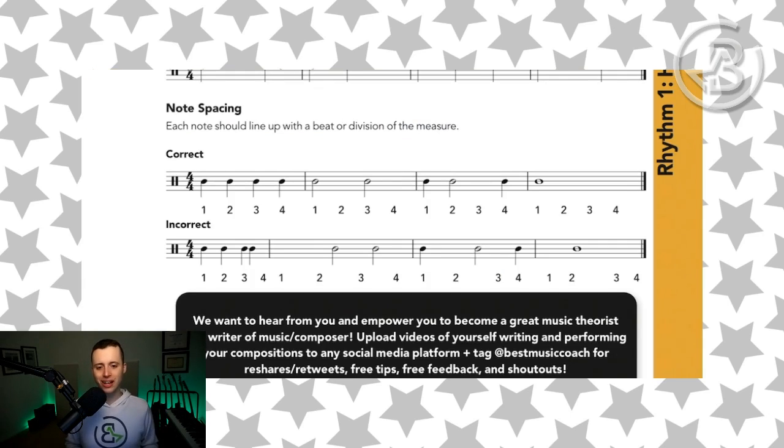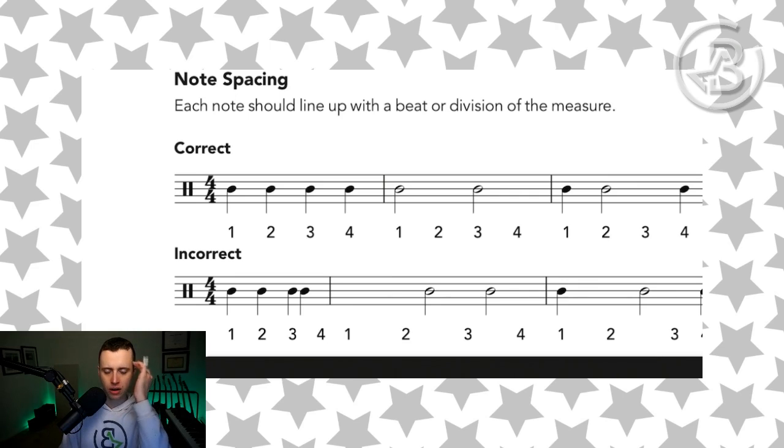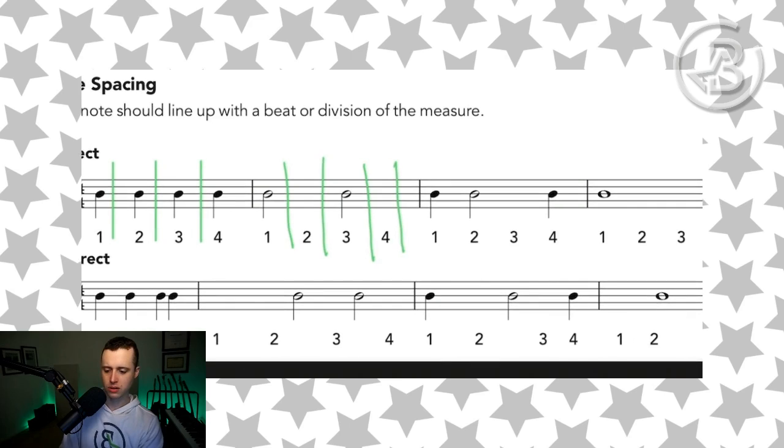In this lesson, you are going to understand all about note spacing and why note spacing is important when you are writing your own compositions. Each note should line up with a beat or division of the measure. So for example, this piece of music is in 4/4. You see the time signature says 4/4. That means we're going to imagine in our minds that each measure is divided into 4 equal parts. See that? 4 equal parts to each measure.